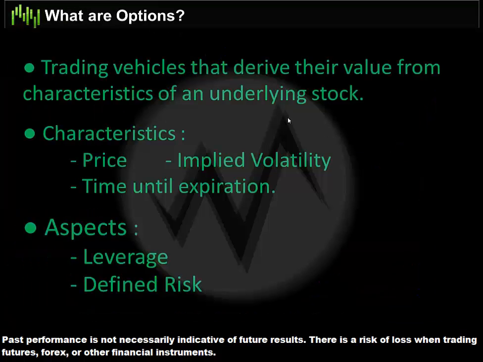Okay, so we've gone over our indicators. The next thing we want to talk about is a brief introduction to options. What are options? They can be thought of as trading vehicles that derive their value from characteristics of an underlying stock. These characteristics are price, implied volatility, and the time until expiration of the option itself. Options also have aspects desired by options investors, specifically leverage and defined risk.